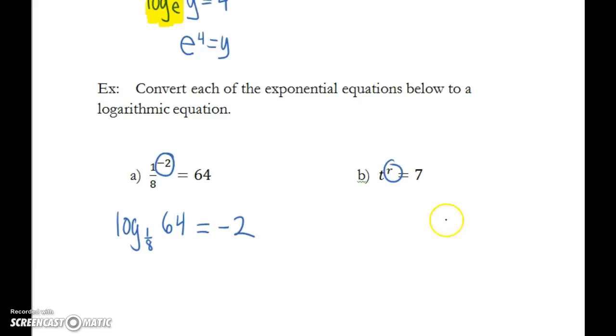And in our second example, r is our exponent. That's what's isolated. t is our base. So log base t of 7 equals r.